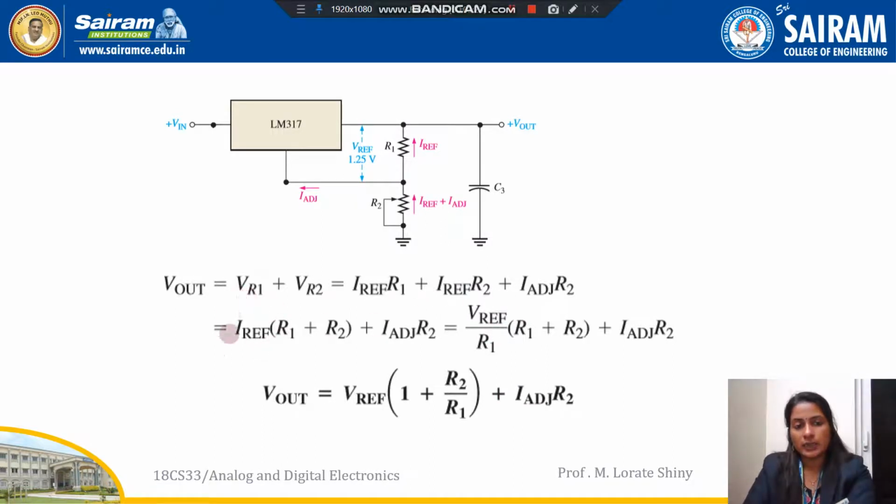Here in the place of I reference, we substituted V by R, so I is equal to V by R, using Ohm's law. Now we can write V reference by R1 into R1 plus R2, that is V reference into R1 by R1 plus R2 by R1. So R1 will get cancelled. So we will get V reference into 1 plus R2 by R1, plus I ADJ R2. This is the output voltage.